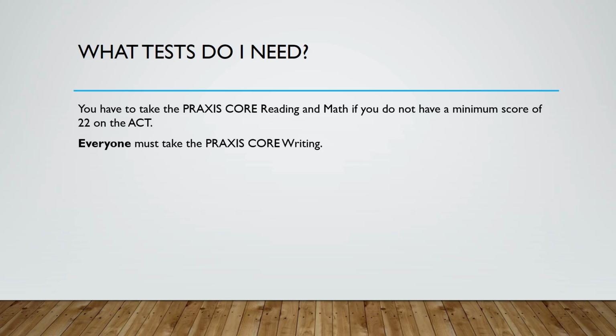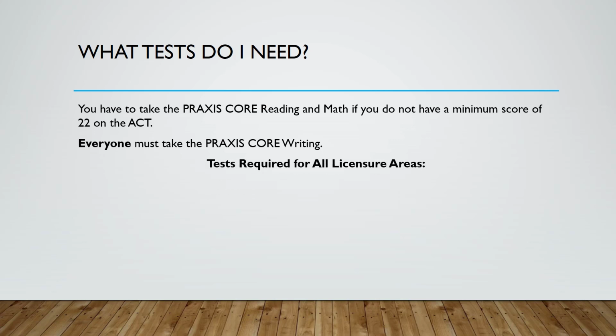Again, if your ACT score was less than 22, a 21 or below, you will have to take reading, math, and writing. If your score was above a 22 on your ACT, you only have to take the Praxis Core Writing exam.